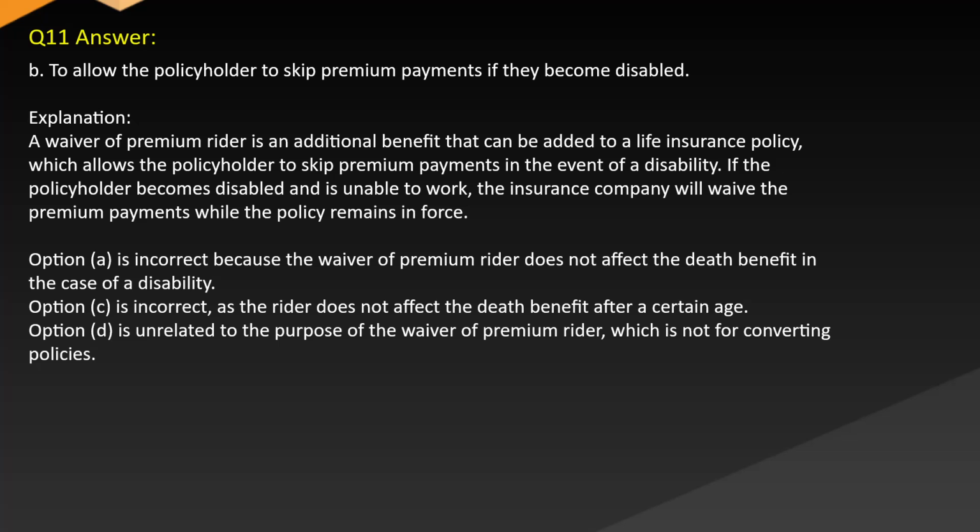Option C is incorrect as the rider does not affect the death benefit after a certain age. Option D is unrelated to the purpose of the waiver of premium rider, which is not for converting policies.